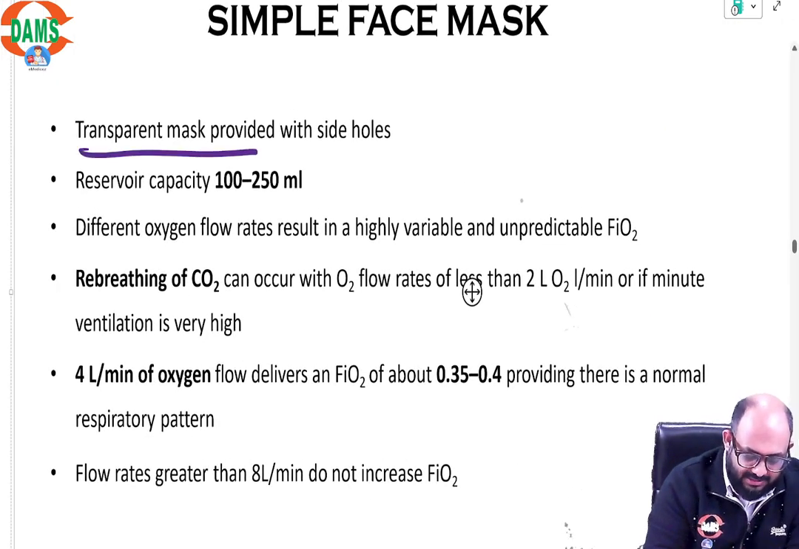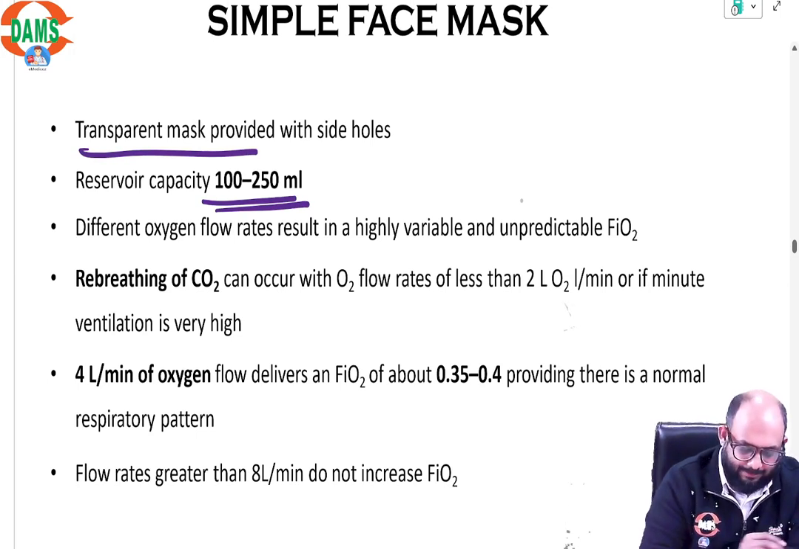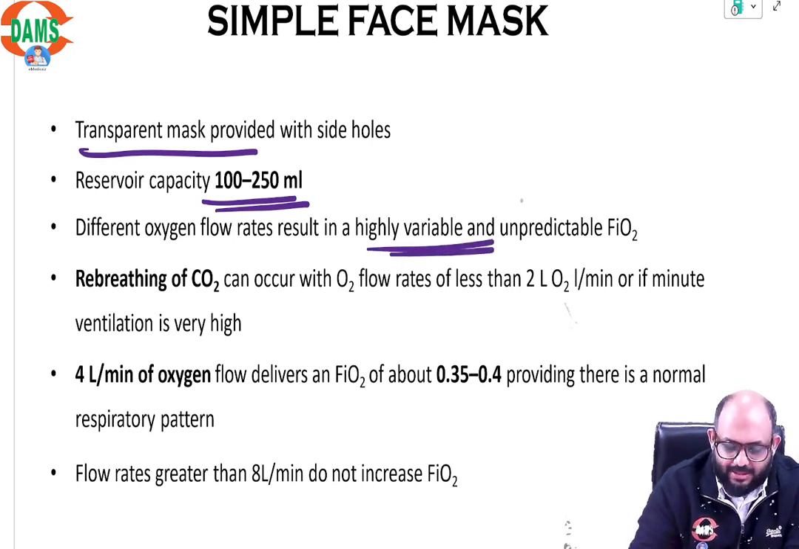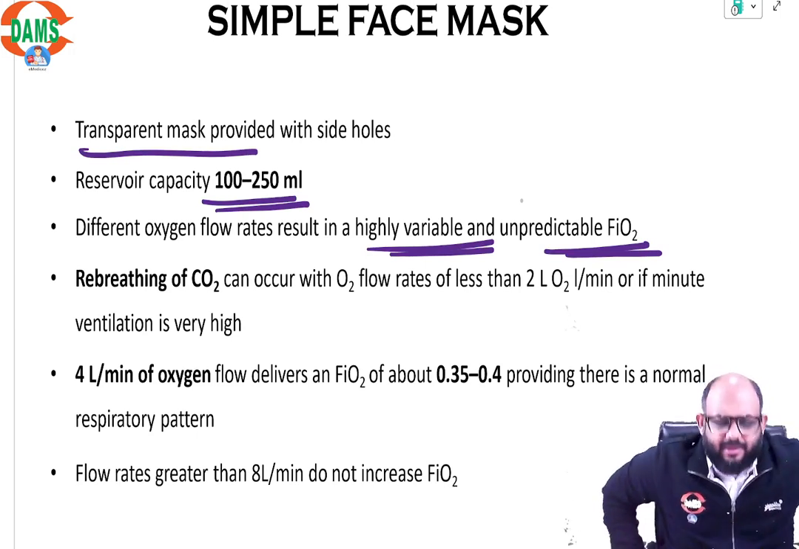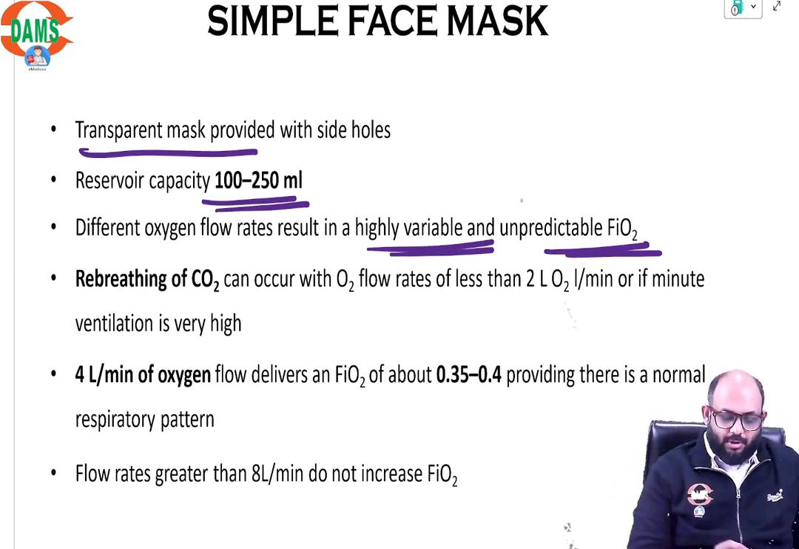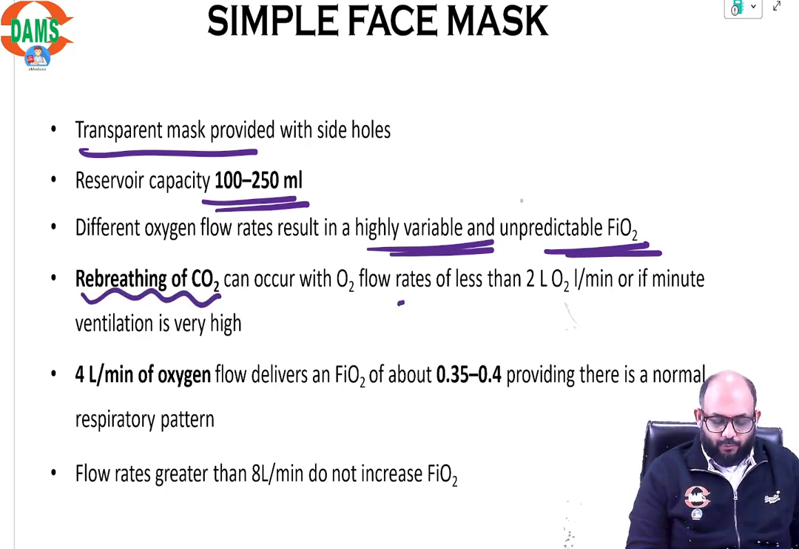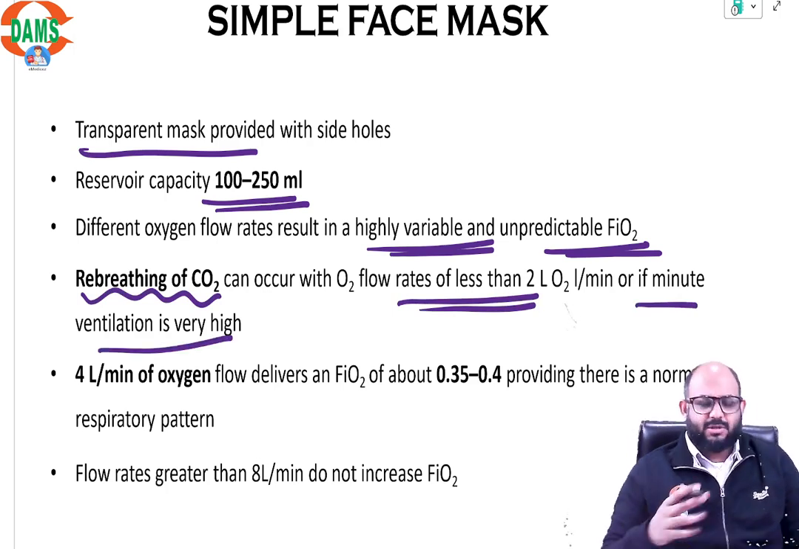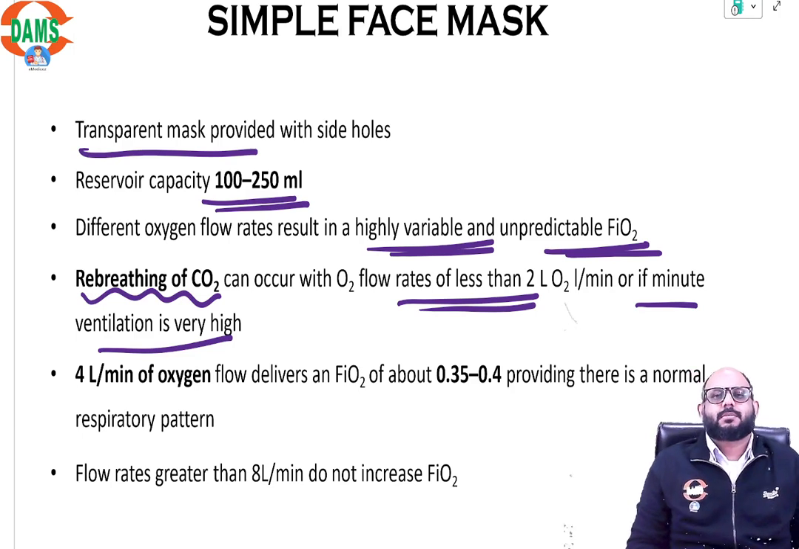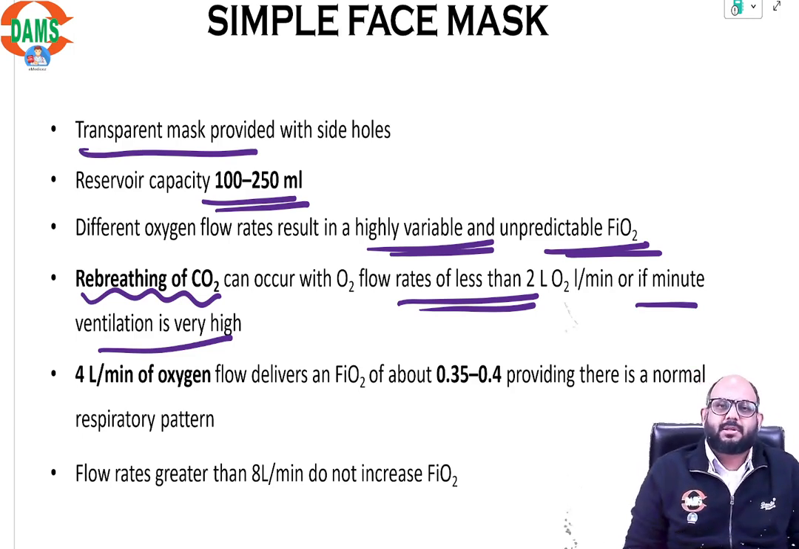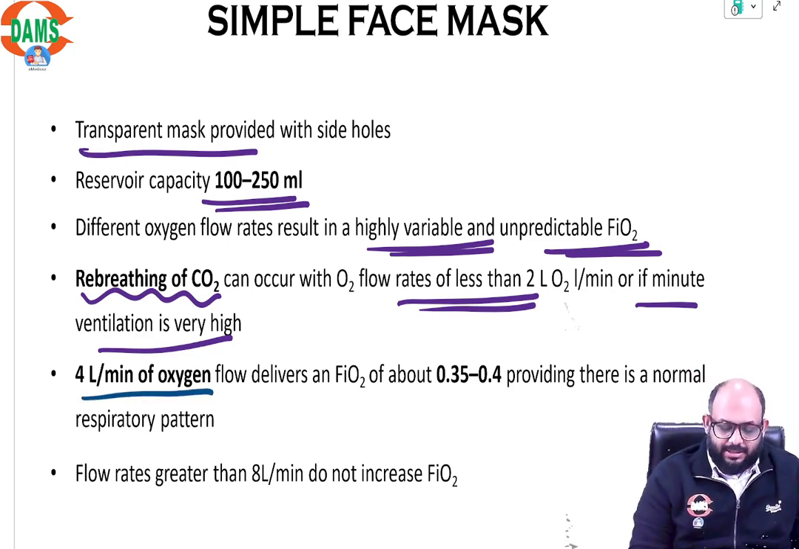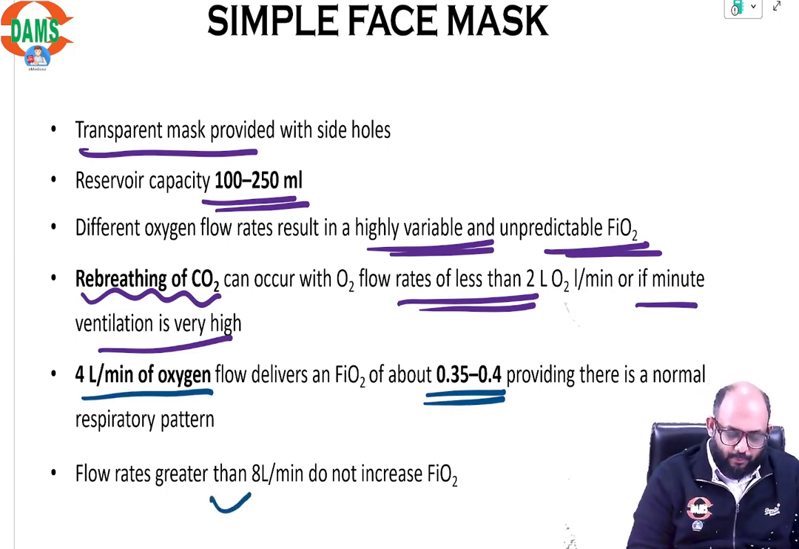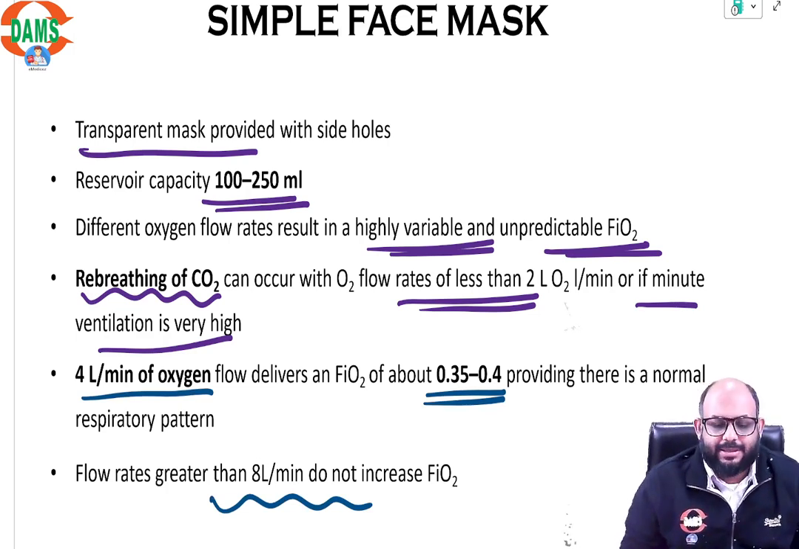Simple face mask. It is transparent. Capacity is 100 to 250 ml. Different oxygen flow rates produce highly variable and unpredictable FiO2. So you can't really say how much the patient is going to get. Rebreathing of CO2 can occur if O2 flow rates are less than 2 liters per minute or if minute ventilation is very high. So there is no point in putting an O2 mask and then putting only 2 liters of oxygen. You have to start with a minimum of 3 to 4 liters of oxygen. 4 liters of oxygen delivers an FiO2 of about 0.35 to 0.4, provided there is a normal respiratory pattern, and flow rates more than 8 liters per minute do not increase the FiO2.